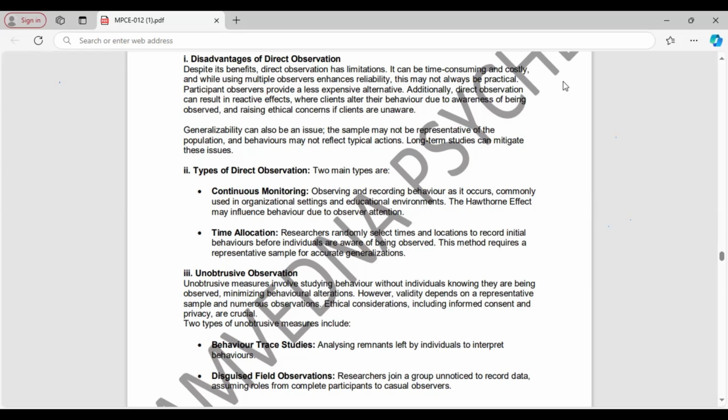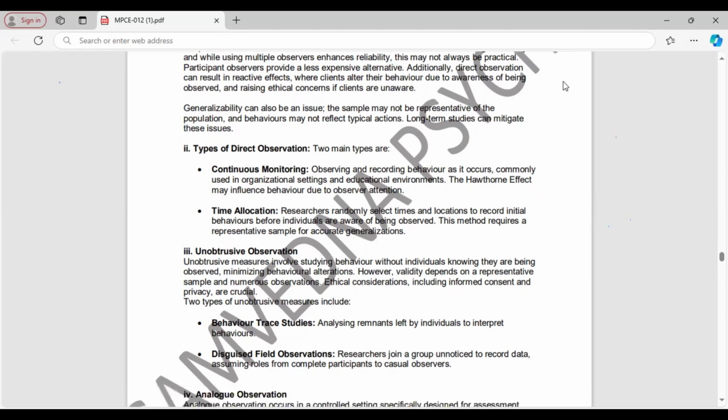Types of direct observation. There are two main types. Continuous monitoring, where the behavior is observed as it occurs and is often influenced by the Hawthorne effect. Time allocation, randomly recording behaviors at specific times before clients are aware, which requires a representative sample.